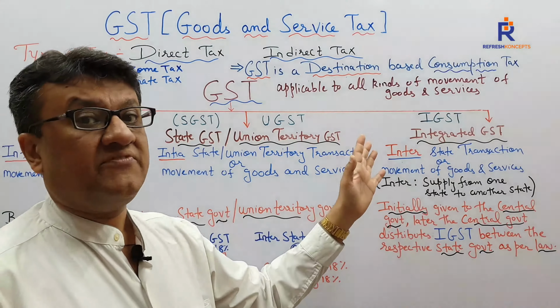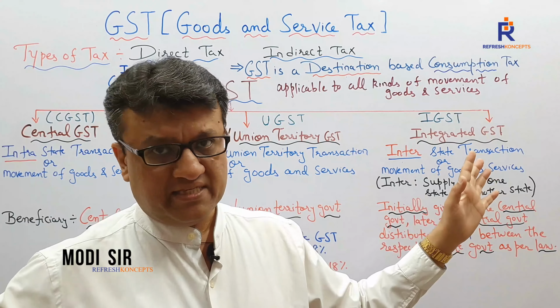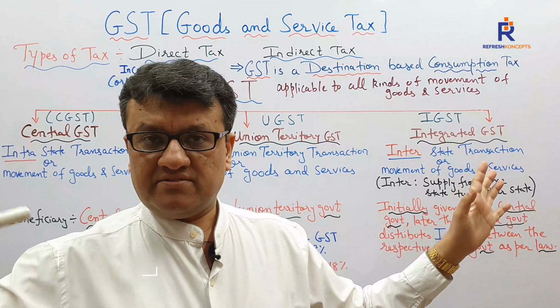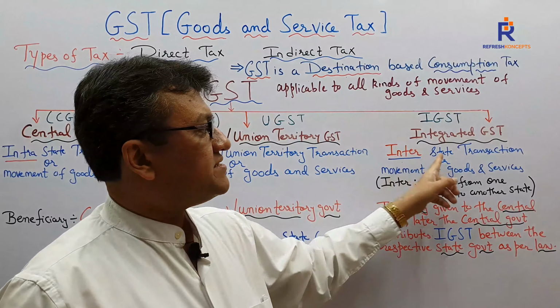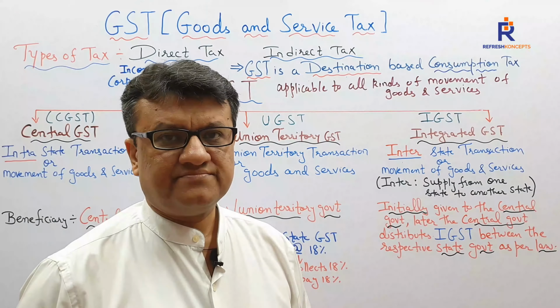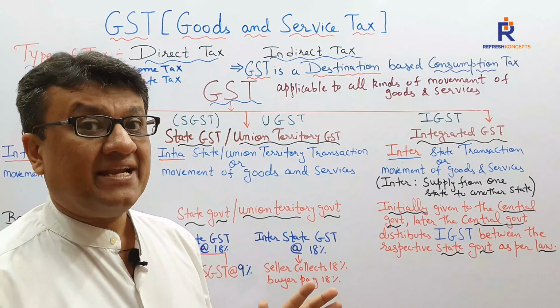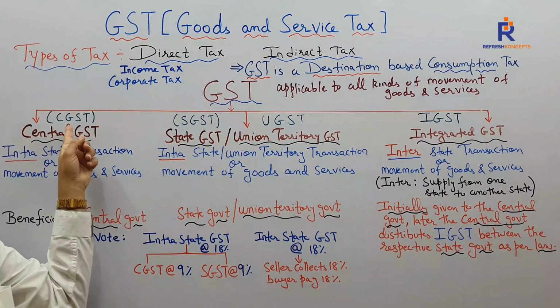If the movement of goods and services takes place from one state to another, union territory to another, one state to union territory, vice versa, IGST. Interstate transaction or movement of goods and services. Right? Now, who can collect and who is the beneficiary? Who is the beneficiary when it comes to CGST?